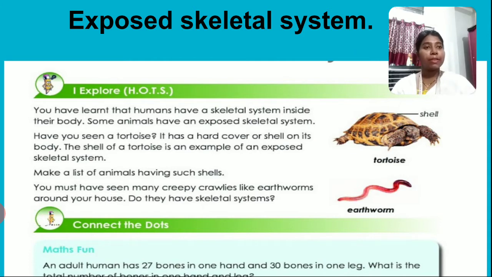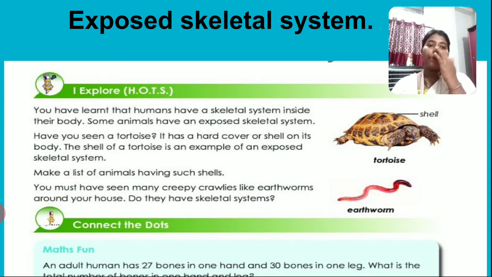The answer is no. They don't have a skeletal system. For that reason, they are unable to stand erect. You can always find them crawling and creeping, but they cannot stand straight. So for that reason, they do not have any skeletal system.